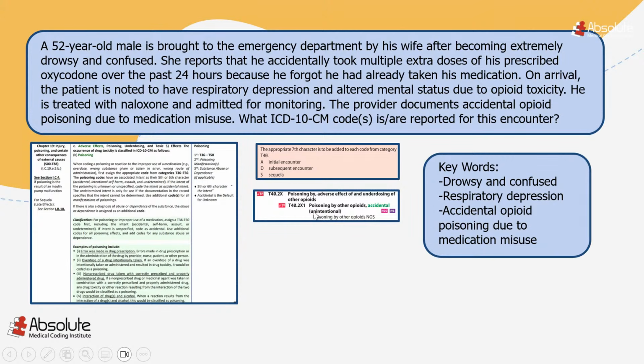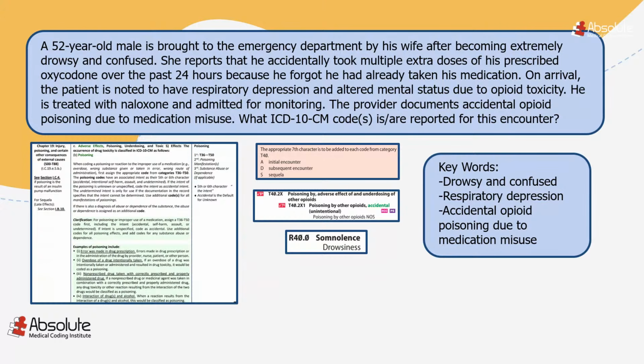So the first code is going to be T40.2X1, and the 7th character we're going to be picking is A, because this is going to be their initial encounter. And then we're going to do our other codes. So our second, our poisoning manifestation codes. The reason that they are being diagnosed with this poisoning is, again, if we look in our keywords, that drowsiness, confusion, that respiratory depression.